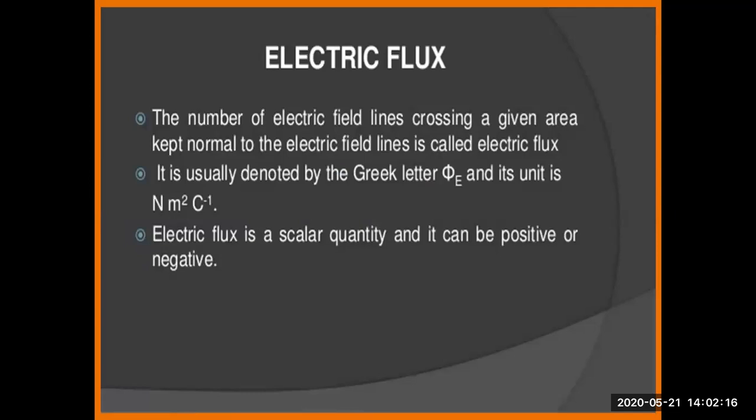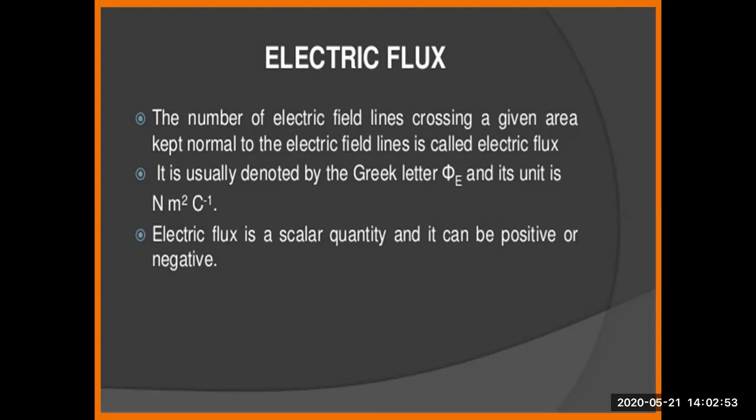Electric flux: the number of electric field lines crossing a given area kept normal to the electric field lines is called electric flux. It is usually denoted by the Greek letter phi, Phi E, E for electric, and its unit is Newton meter square per coulomb.